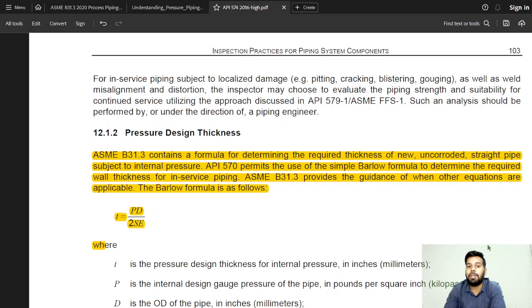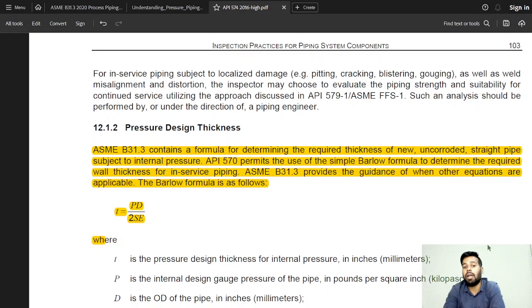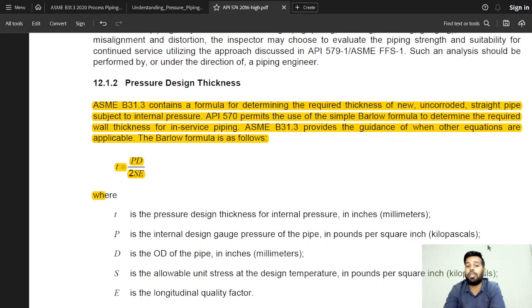For in-service piping subjected to localized damage as well as weld misalignment and distortion, the inspector may choose to evaluate the piping strength and suitability as per the approach discussed in API 579-1 and ASME FFS-1, that is, fitness for service evaluations. Such analysis should be performed by or under the direction of a piping engineer.